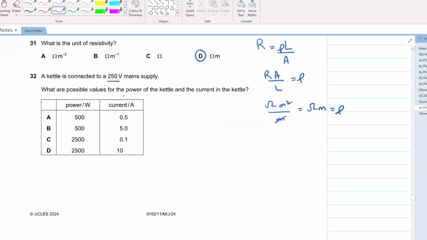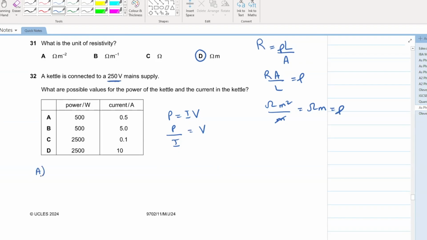supply. What are the possible values for the power of the kettle and the current in the kettle? Now, how will we do this question? We will apply a very basic formula. Power is equal to IV. Power divided by current is equal to voltage. Whichever option gives us a voltage of 250 will be our answer.